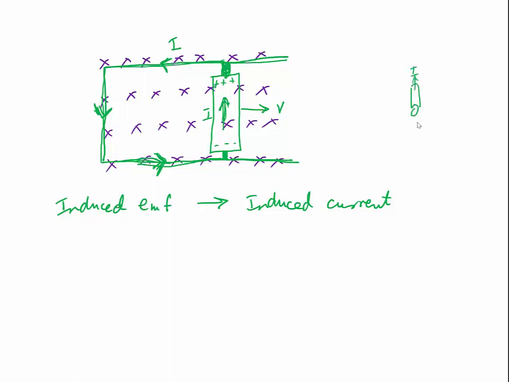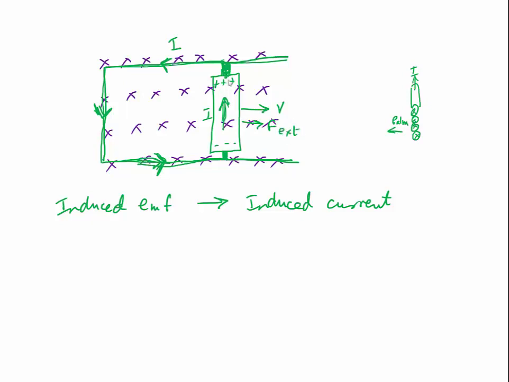My fingers will point into the page, so they will be oriented below the thumb like this. And when you do this with your right hand, your palm is over here, which means the force on this current strip is going to be to the left. So I'm applying an external force to move it. So this is my force, let's say external, from my hand to move it to the right.